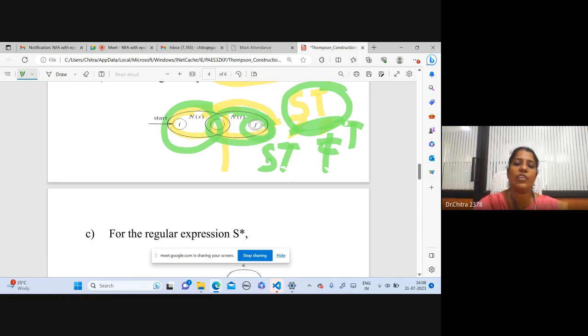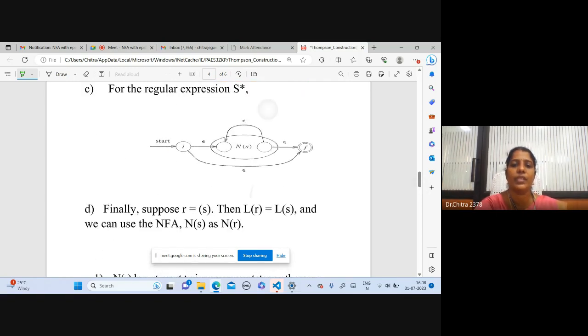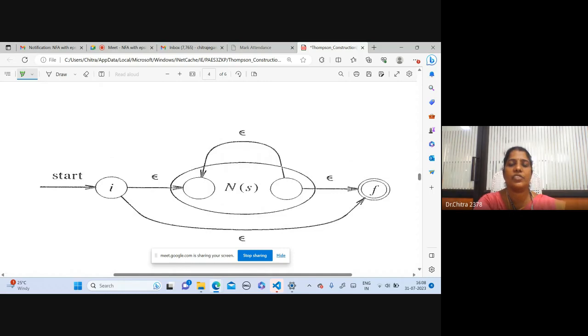And in the same way, you will draw this for the S star, or the closure, also. In this closure, first draw the automata for A, or whatever it may be. It may be a single symbol or it may be A plus B or A star B, anything.